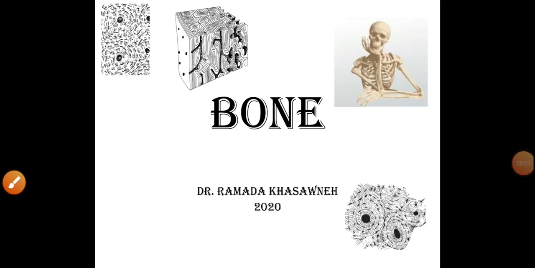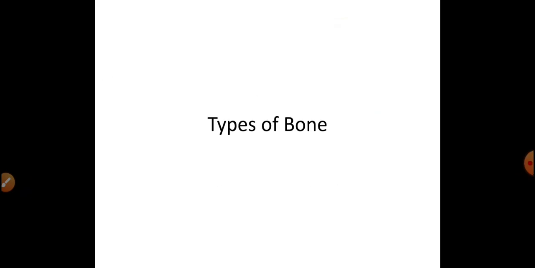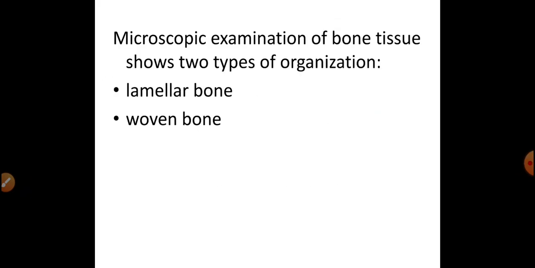Welcome to Histology Lab number 7, and in this lab we're going to explain the histology of the bone. Before we start, we have two types of bone: the lamellar bone and the woven bone. The lamellar bone makes up most of the adult bone, and it includes both the compact bone and the cancellous or spongy bone, and both of them are organized as lamellar bone.